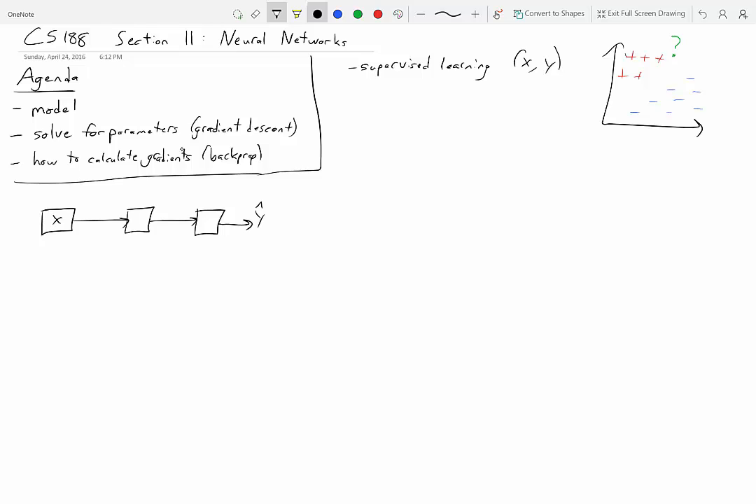So before, when we were doing perceptrons, we were finding linear boundaries in the features. So perceptrons, the boundaries are linear in feature space.